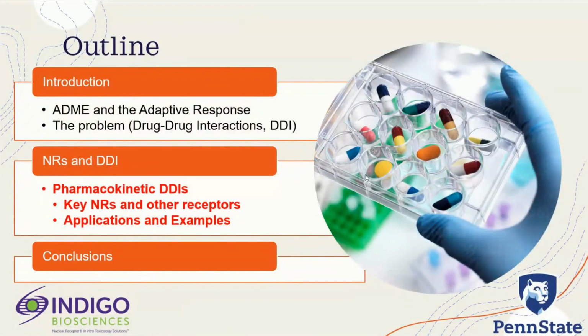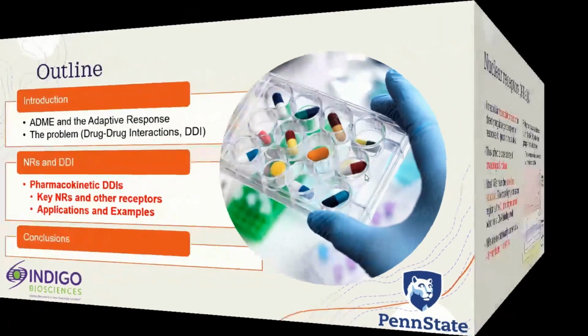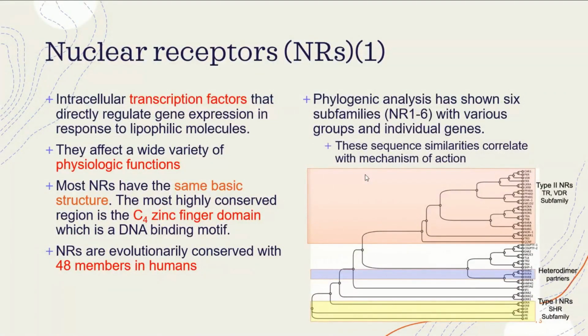Okay, so let's start talking more about the specific pathways and mechanisms, talk about nuclear receptors, and then talk about applications and examples. First of all, just a really brief introduction to nuclear receptors. This is an area that, of course, we're very much interested in, both in my academic lab and at Indigo Biosciences. These are a family of very important drug targets, but also they're the nutrient targets that are ligand-activated transcription factors.